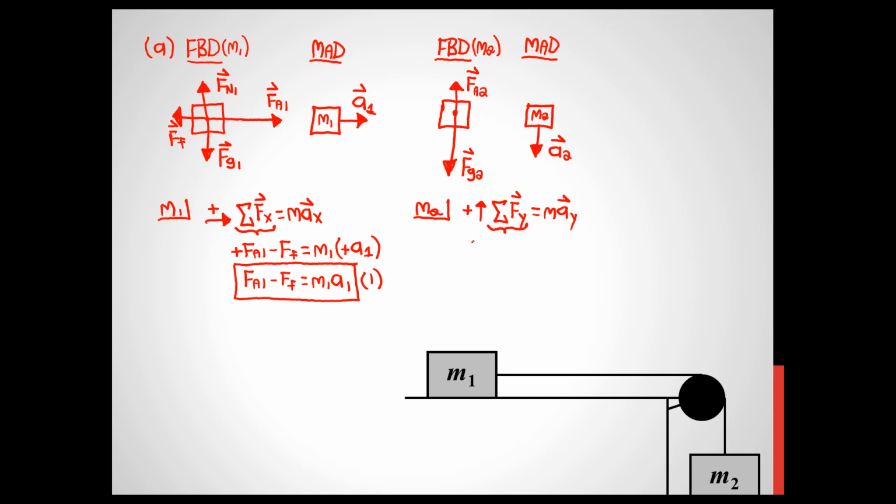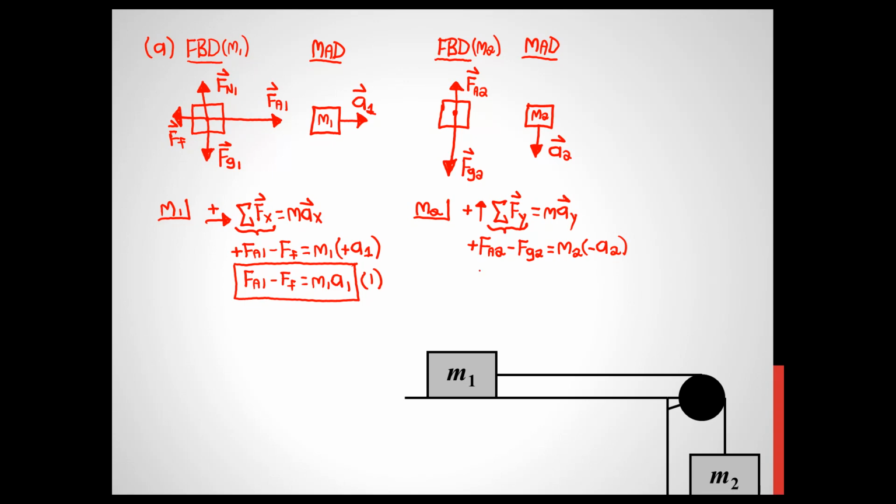So this one right here would be plus FA2 minus FG2 is equal to, okay, be more specific about the mass. We're going to call it M2 and then multiply by, account for the direction right here. This acceleration is down. So we put a negative sign in front of the acceleration. So you'd have negative A2.